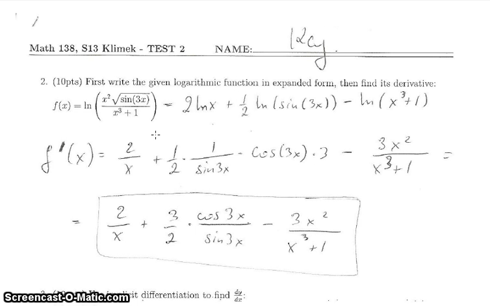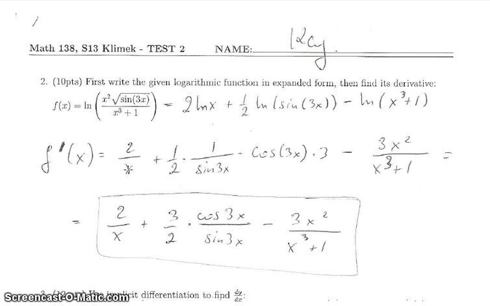So if you expand this logarithmic function, you'll end up with 2 natural log of x, because that 2 comes down, plus 1/2. 1/2 used to be the power of sine of 3x. So it's going to be 1/2 natural log of sine of 3x minus natural log, minus because it's division, natural log of x cubed plus 1. And then once you have this expanded form, you find the derivative.